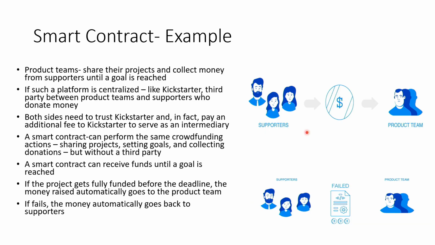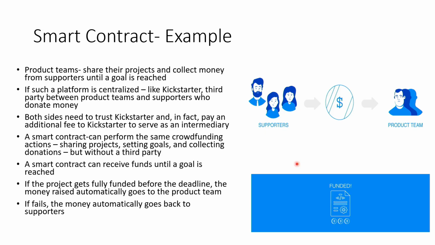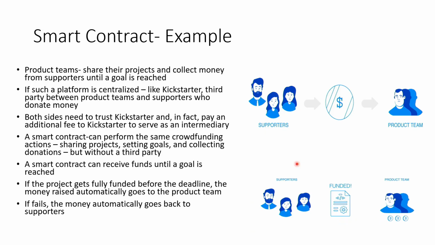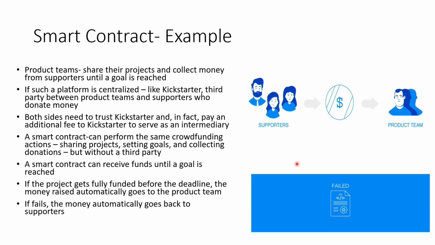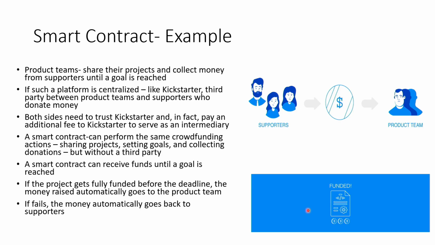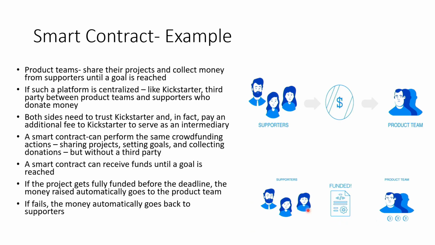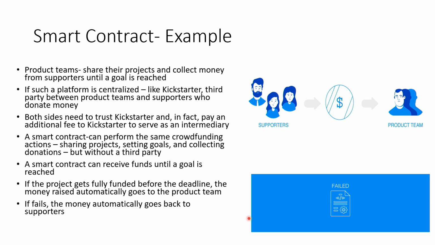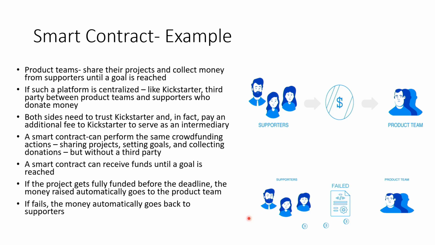In such applications, smart contracts help, where supporters and the product team meet. They mention their terms and conditions, and those terms and conditions are converted into executable code, and that code is deployed on the blockchain. In this case, supporters will donate the fund to the contract, and as I mentioned, smart contracts can store values. So whatever money the supporters donate will be stored in the smart contract. It will not reach the product team immediately.